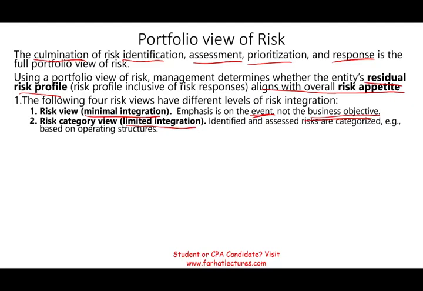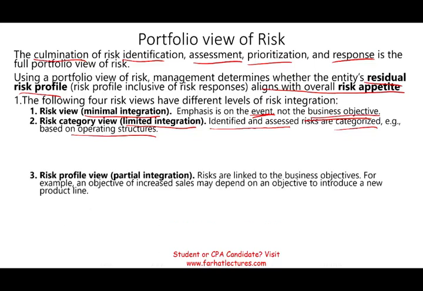It's called the risk category view. We identify and assess risk by categories. For example, an operating structure. What is your operating structure? And you will identify and prioritize the risk on the operating structure.